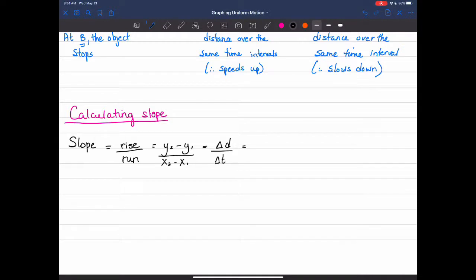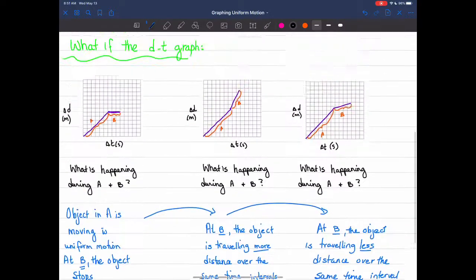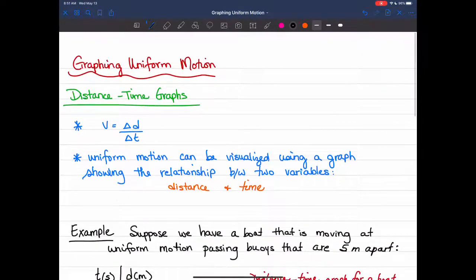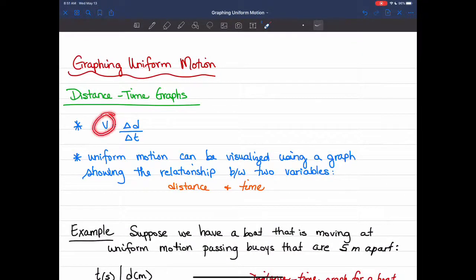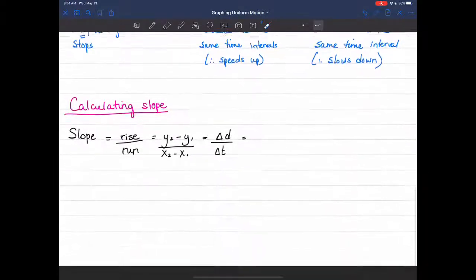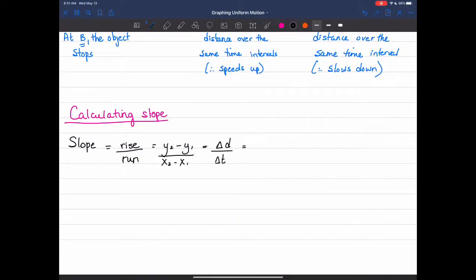Oh, so wait a second. If our slope is change in distance over change in time, that is our speed. So the slope of a distance time graph will give you the object's speed, all right?